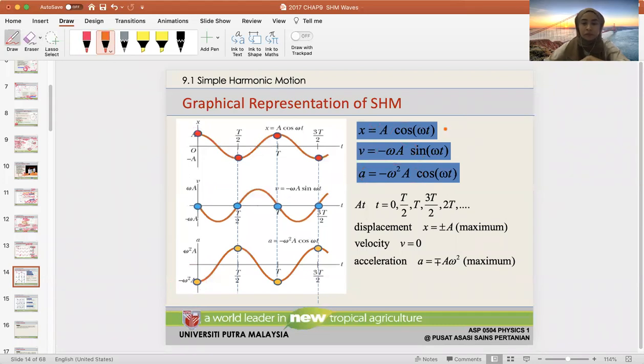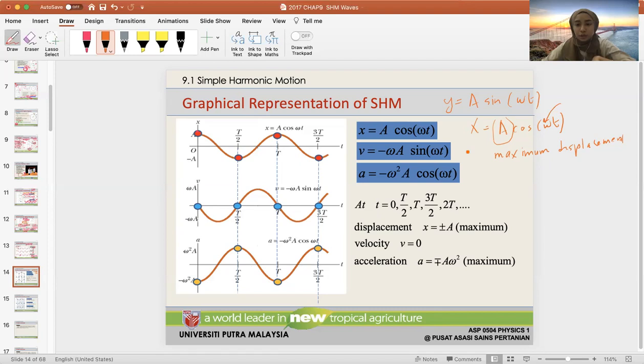Okay, so we have learned that we have two equations. Y equals A sine omega t. We also learned that X equals A cosine omega t, right? X is A. A is your amplitude or the maximum displacement. And omega is your speed of the oscillation. And t is just time.